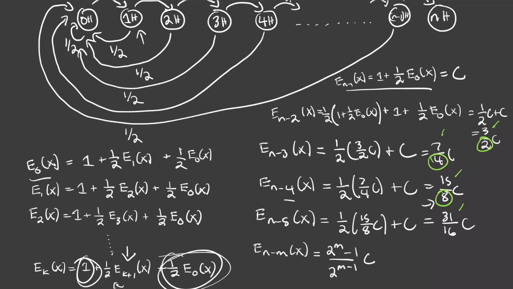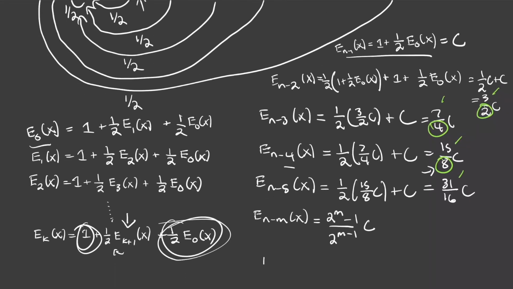So we want e sub 0 of x. All we have to do is plug in m equals n, right? And then we'll get e sub 0 over here. So when I plug in m equals n into this equation over here, I get that e sub 0 of x is just going to be equal to (2 to the power of n minus 1) over 2 to the power of n minus 1, times c. And remember, c was just a replacement for our constant term of 1 plus 1/2 e sub 0 of x.